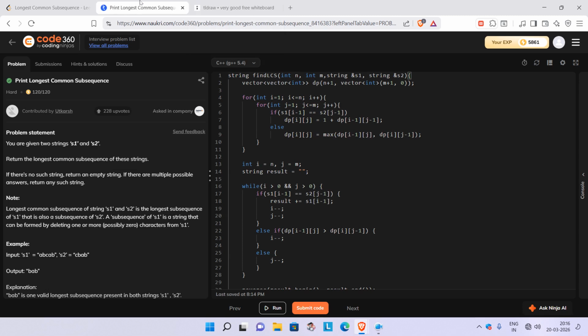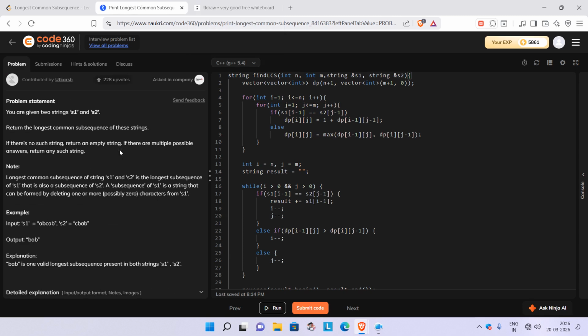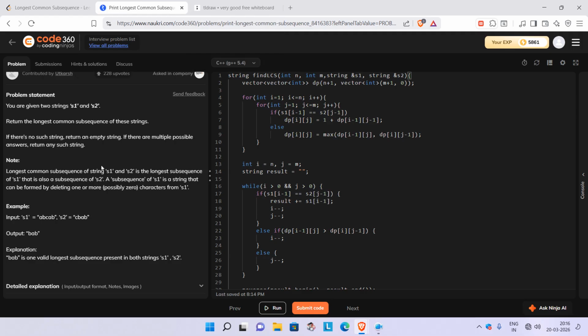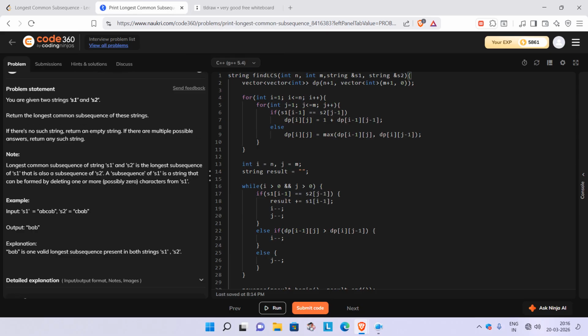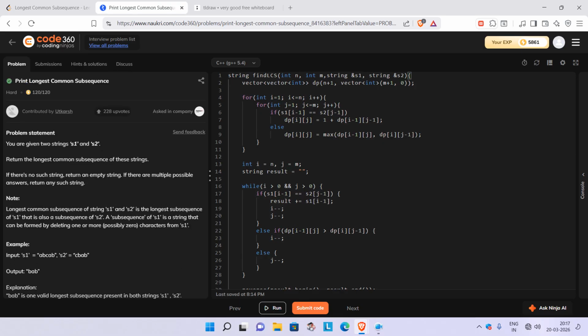In this question, we just have to print one of the multiple possible LCS for the strings s1 and s2. We simply have to return any of the LCS strings. As a continuation of the previous video, I first suggest that you watch the previous video on how to find the length of the LCS, and then come to this video, where we have to print the LCS.